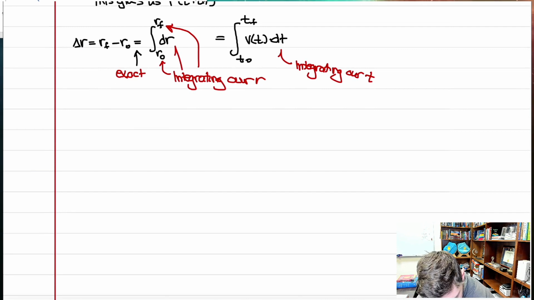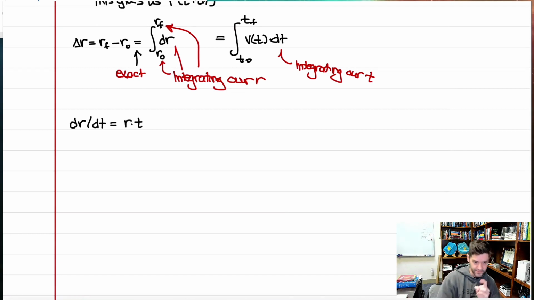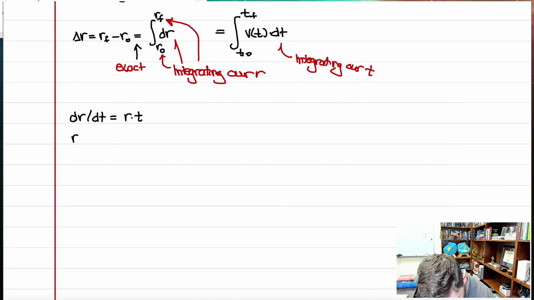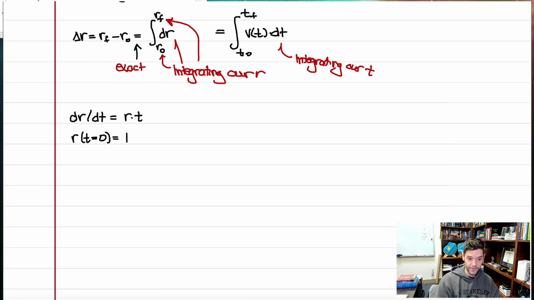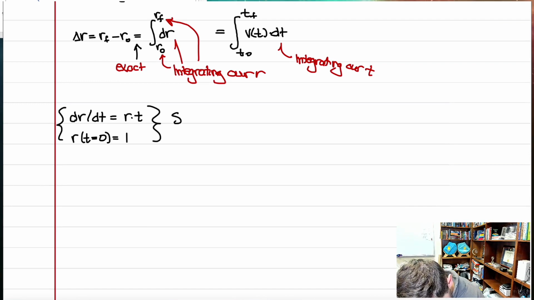So this comes up, for example, when you do separable differential equations, kind of the one kind of differential equation you see before taking a course on differential equations. So let's suppose I have the following. I have a differential equation where the derivative of r over t, or dr over dt, is r times t, and I'm also told that r at t equals 0 is equal to 1, my initial condition. This is an example of a separable differential equation.